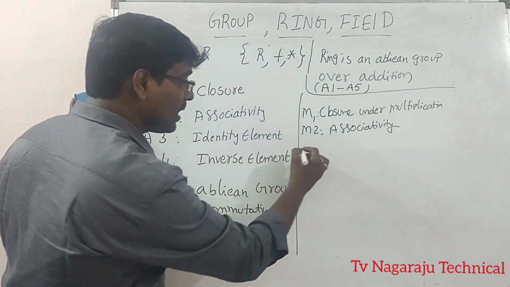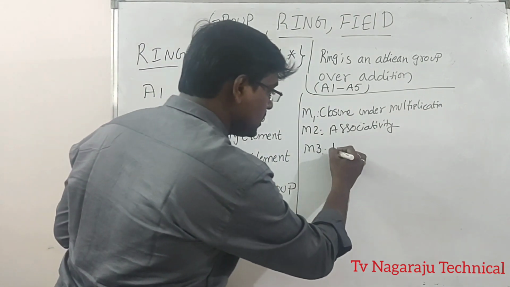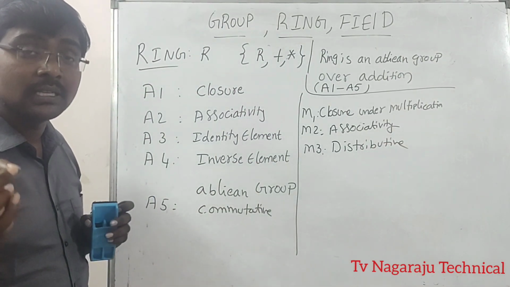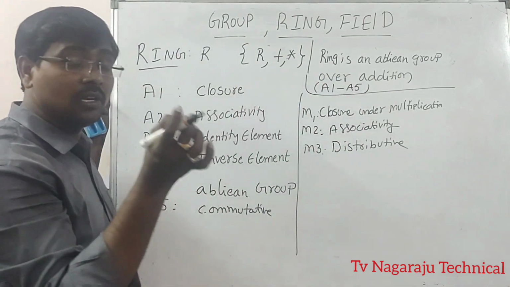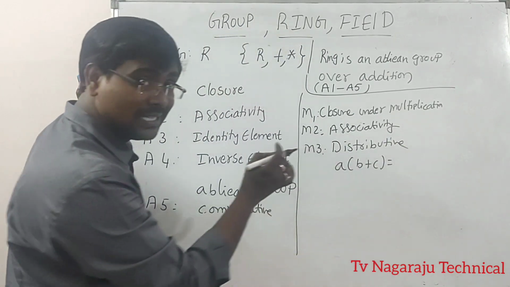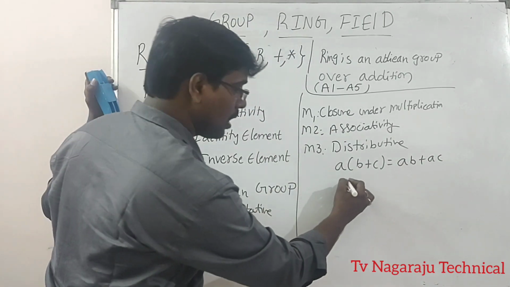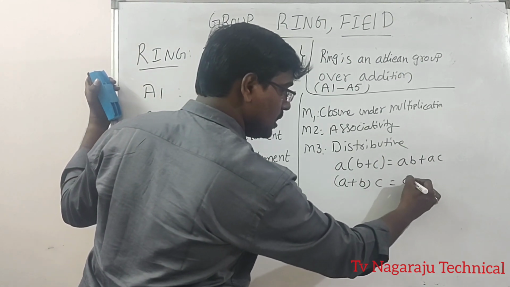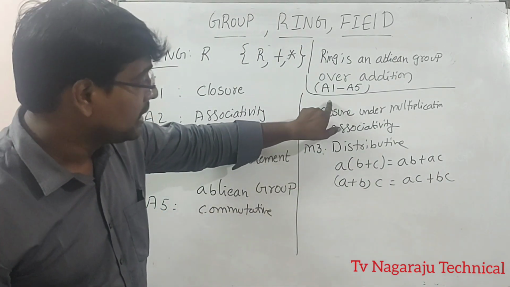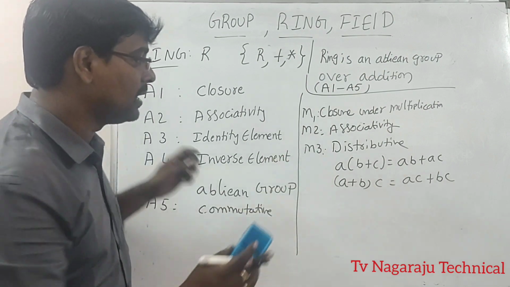Now coming to M3, the third axiom. The third axiom is distributive. Distributive means simply the multiplication is distributive over addition. Suppose A into B plus C exists in the ring, then AB plus AC also belongs to the ring, or A plus B into C is equal to AC plus BC. Generally these are called distributive laws. So these three properties are satisfied over multiplication.